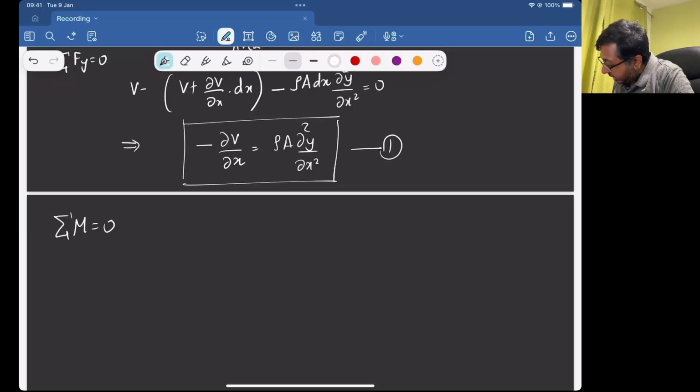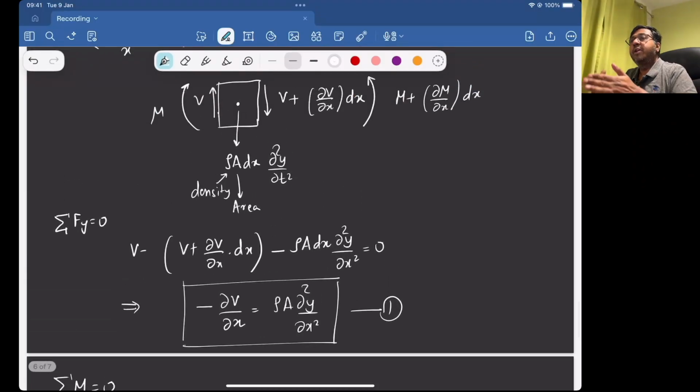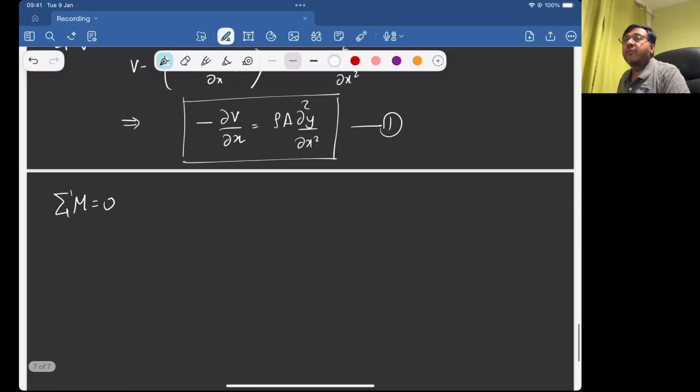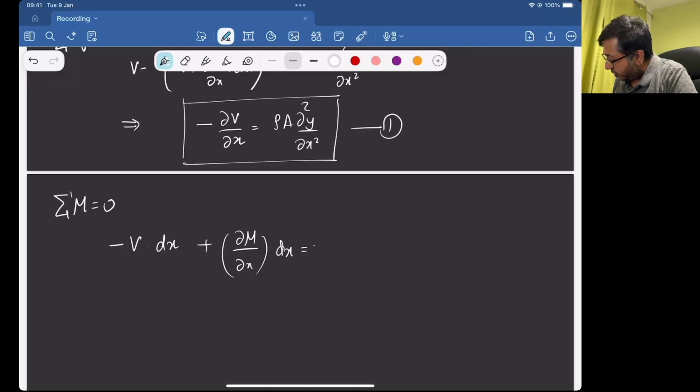Then I can easily simplify things, or I can take it at the left end of the element, or maybe the right end of the element. Either of them can work. It doesn't matter where we take the moment equilibrium, we'll get the same solution, okay? So if I rewrite this, I will have V dx plus ∂M/∂x dx equal to 0. That simplifies into: our shear force is nothing but the change of moment.